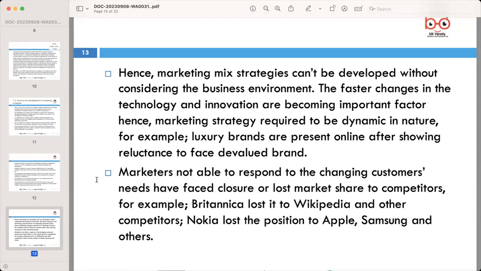So next, marketing mix strategies can't be developed without considering the business environment. Faster changes in technology and innovation are becoming important factors. Hence, marketing strategy is required to be dynamic in nature. For example, luxury brands are now present online after showing reluctance for fear of a devalued brand. Marketers not able to respond to challenging customer needs have faced closure or lost market share to competitors. For example, Britannica lost out to Wikipedia and other competitors. Nokia lost its position to Apple, Samsung, and others.